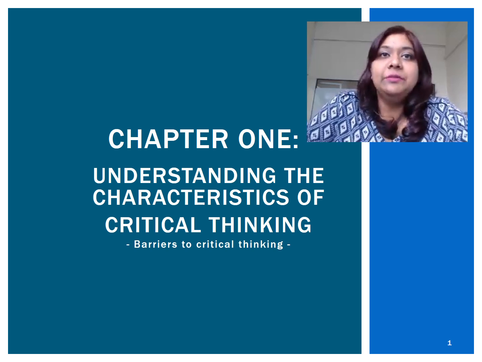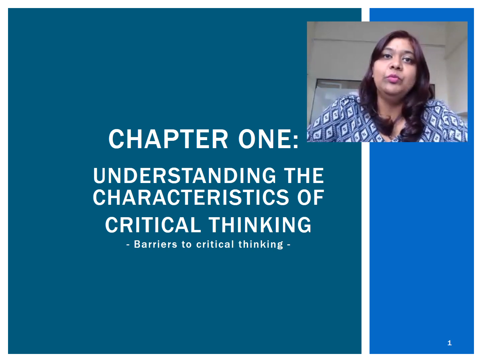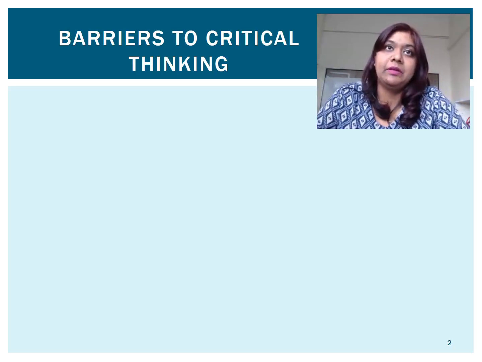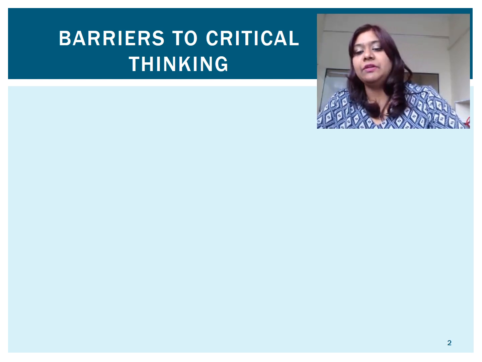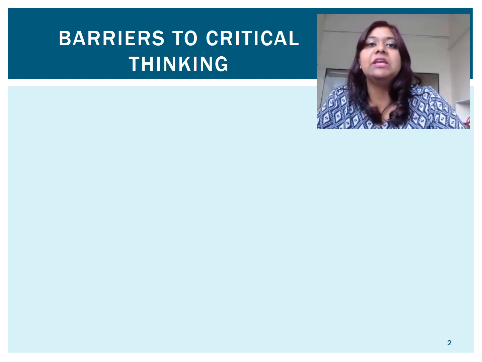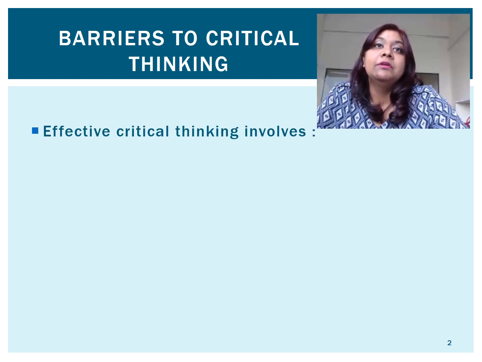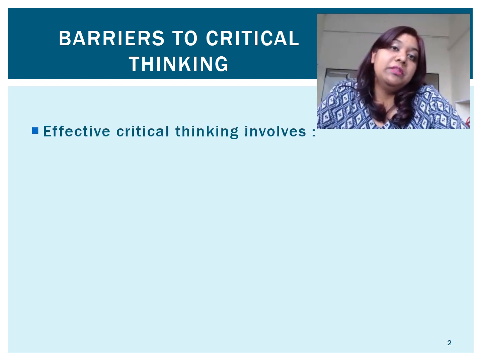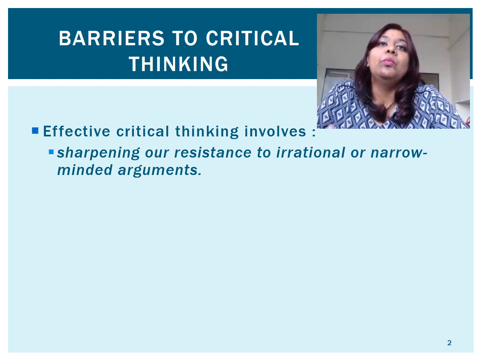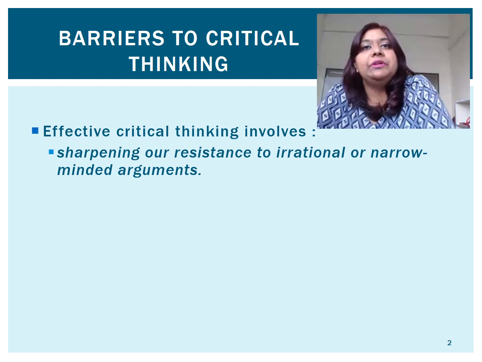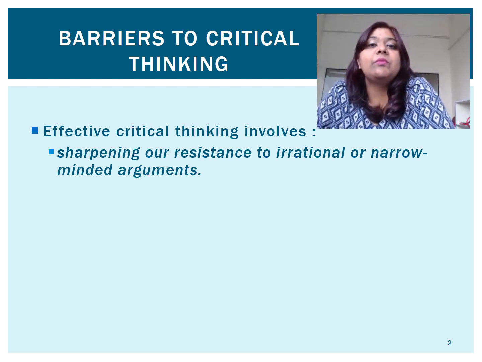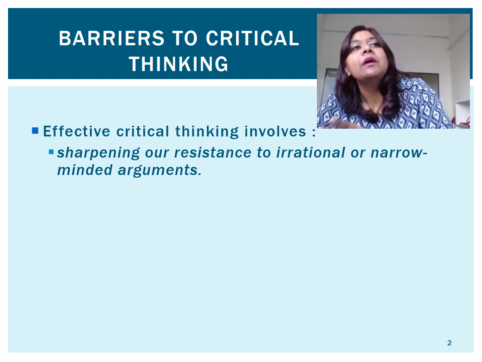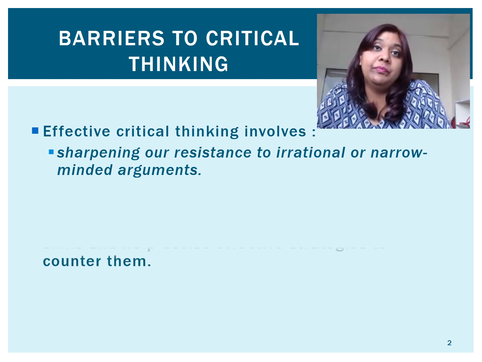All right, in this final part of our chapter, we are going to look at the barriers to critical thinking. Now, what are barriers? Barriers are basically hindrances that prevent us from thinking in a proper manner. So most of the time when we are thinking critically, we are trying to sharpen our resistance to either irrational or narrow-minded arguments. This means that we are preventing ourselves from arguments that are irrational.